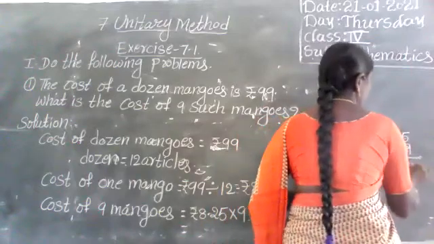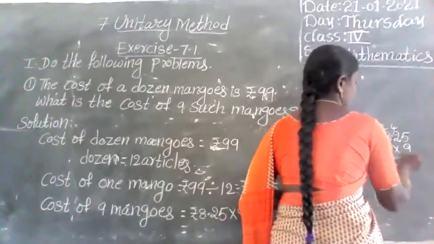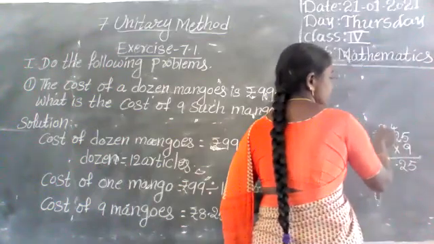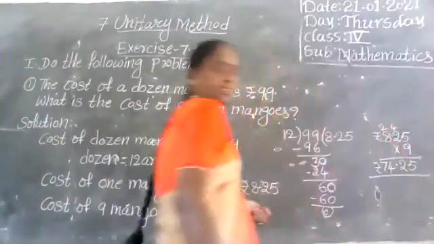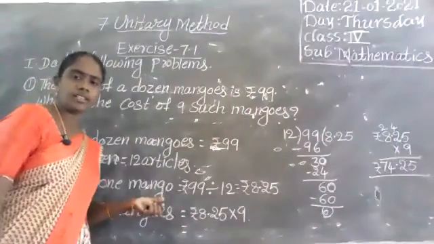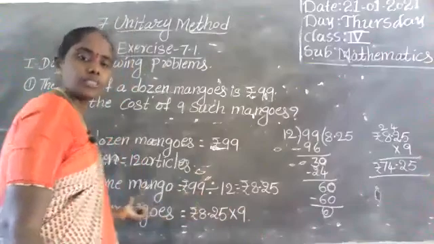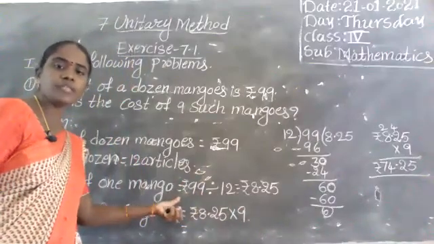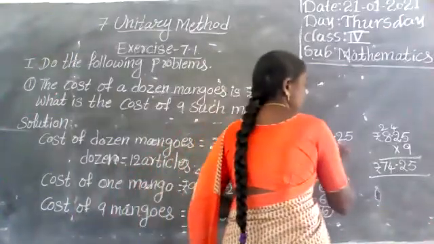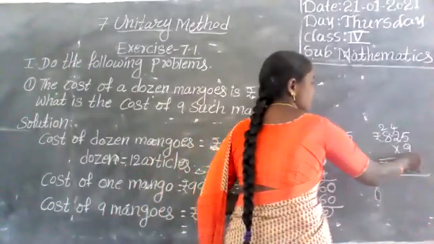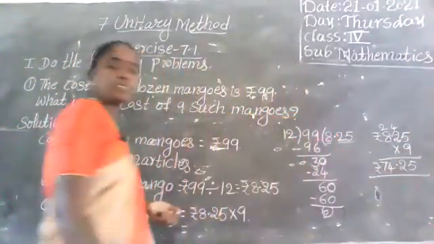Nine fives are 45. 9 2s are 18. 18 plus 4 is 22. Point. 9 8s are 72. 72 plus 2 is 74. What is the cost of 9 mangoes? Yes, 74 rupees 25 paise. Vignesh, 25 paise also. Here not only 8 rupees, 25 paise also is there. 8 rupees 25 paise into 9, we get the answer 74 rupees 25 paise.